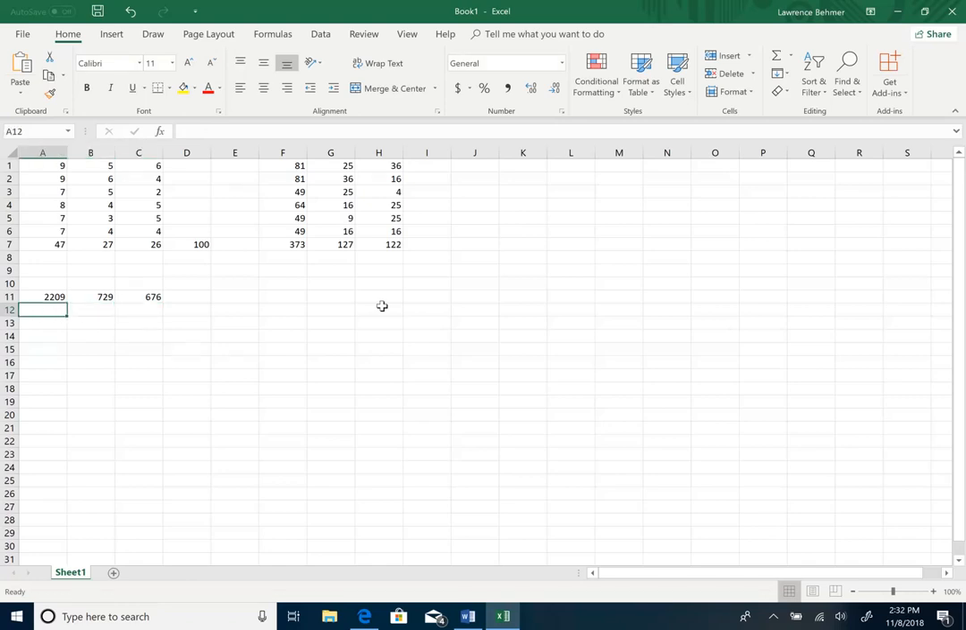And remember, I'm going to divide each one of these by little n. So 6, 6, 6. And so right underneath here, I'm just going to finish the equation. So what I'm going to basically do is go 2209 divided by 6. And I'm going to keep doing that for all of my conditions. Now I'm going to go 729 divided by 6. And now I'm going to go 676 divided by 6.